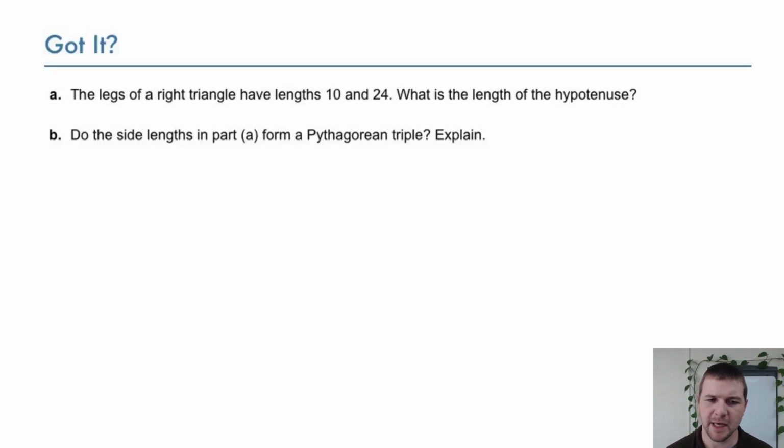Your turn. Part A. The legs of a right triangle have lengths 10 and 24. What is the length of the hypotenuse? And Part B. Do the side lengths in Part A form a Pythagorean triple? Explain.